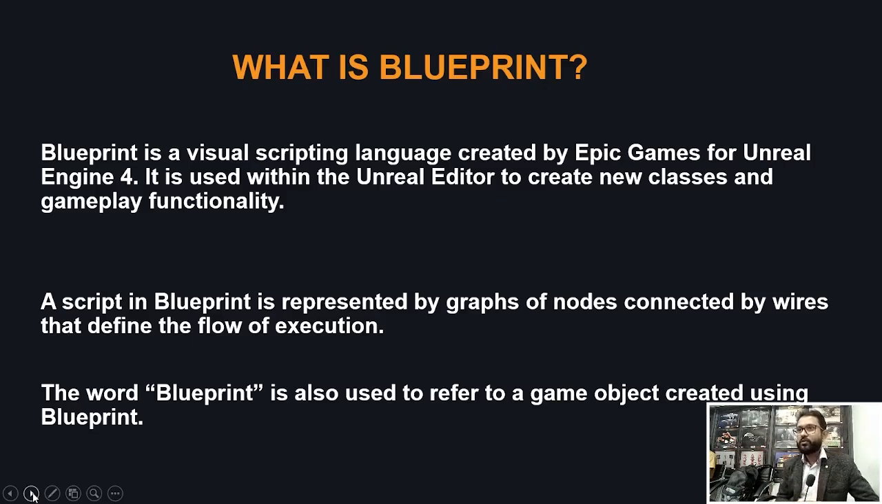Blueprint is used within the Unreal Engine editor to create new classes and gameplay functionality. You can create car mechanics, or bullet mechanics, guns, opening and closing doors and so many other things. A script in blueprint is represented by graphs of nodes which are connected by wires that define the flow of execution. So from one node to another node, the information will be transferred through these wires. The word blueprint is also used to refer to a game object that is created using blueprint.